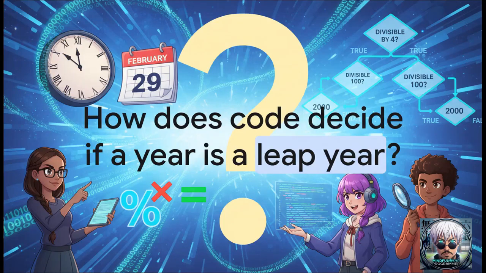All right, let's put these new tools to the test with a classic brain teaser. How does a program know if a year is a leap year? The rule is surprisingly tricky. A year is a leap year if it's divisible by 4, unless it's also divisible by 100, except for the years that are divisible by 400. So how in the world do you write that as a logical question?